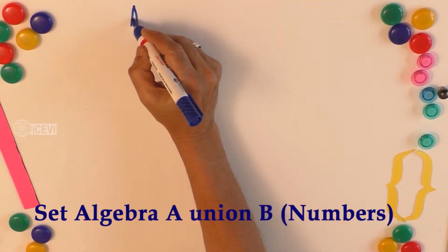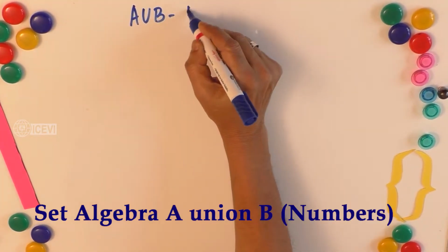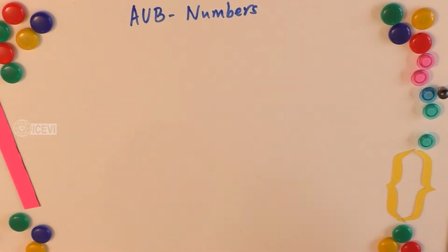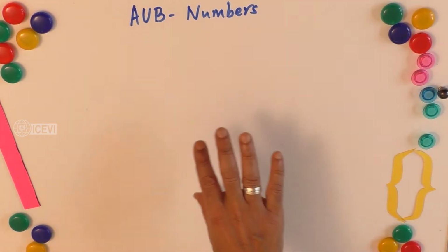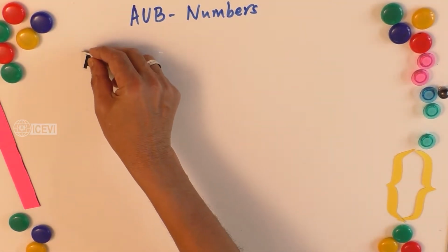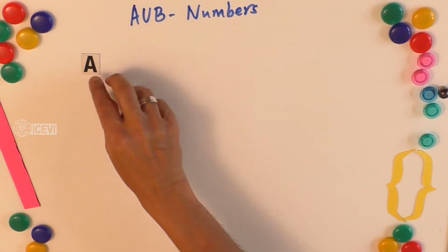The title of the video: A Union B using numbers. We had already demonstrated how the concept of A Union B can be taught to visually impaired children through real objects and paper cuttings. Now, in set algebra, numbers are used to explain the concept of A Union B. So let us demonstrate how we can use numbers to teach the concept of A Union B.